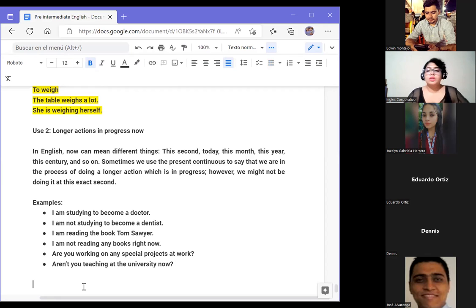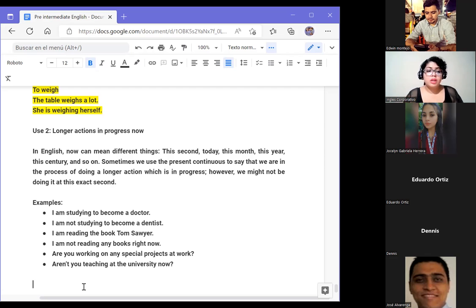So we have the use number two, that is longer action in progress and now. The first one is a now, just talking about this precise moment. The second one is talking about something that we are doing to achieve a goal, to achieve something. But in some cases, we are not doing it right now because we are doing something else, but we are continuing that action in some time in the future, maybe.